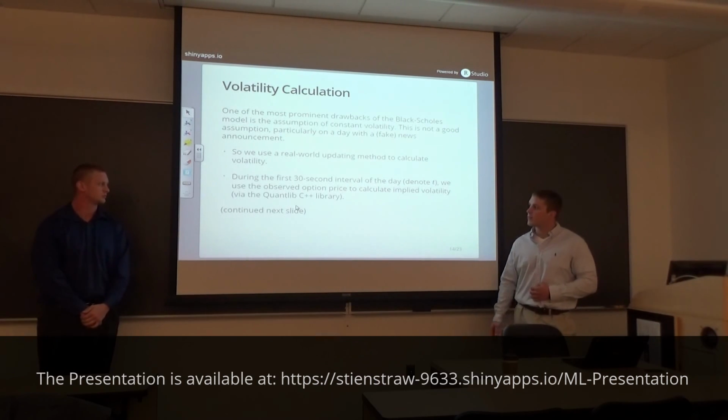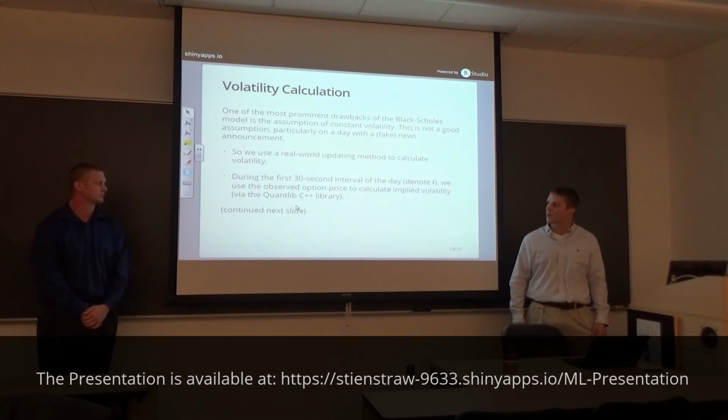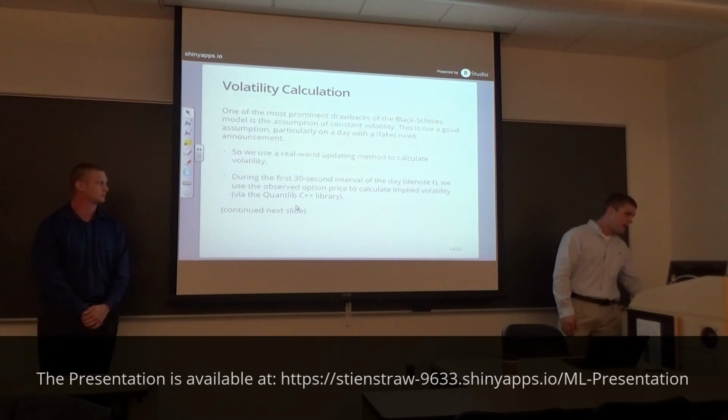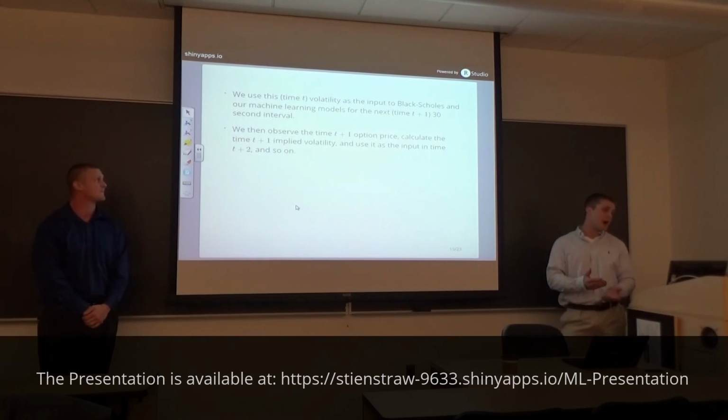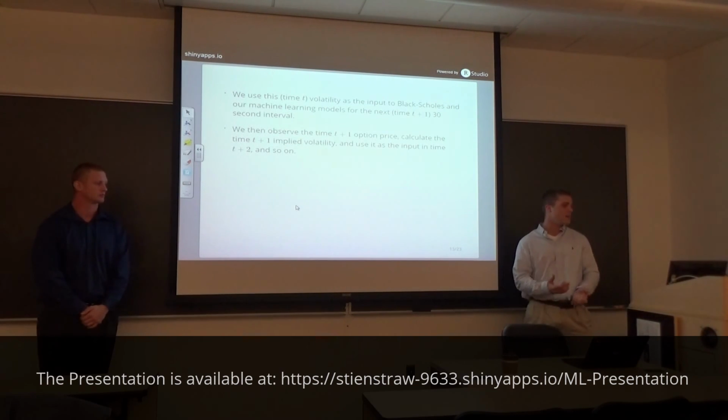We use the QuantLib, which is a quantitative finance software tool available online. Moving forward, we use the time t validity as the input to Black-Scholes in our machine learning models for the next time t plus 1 30-second interval. And we kept repeating this process as observations went.